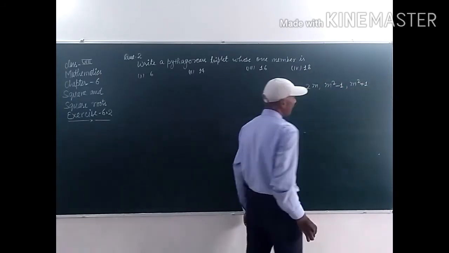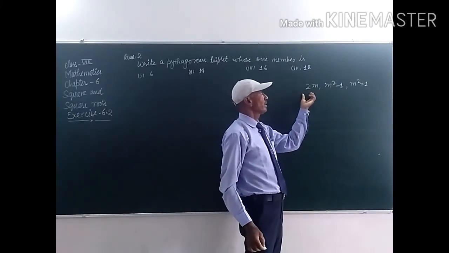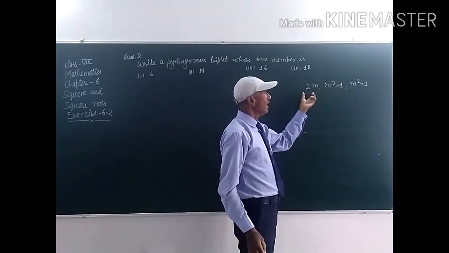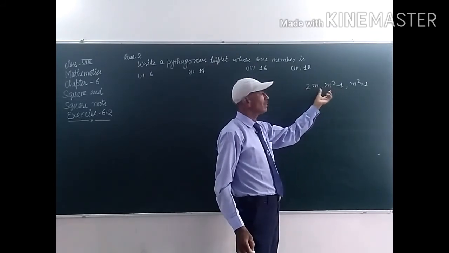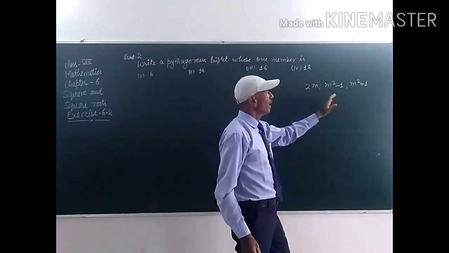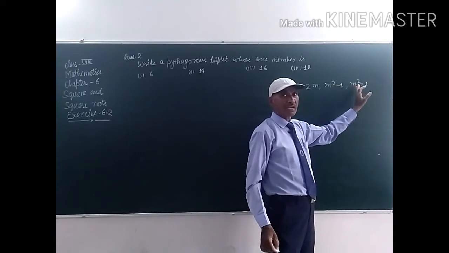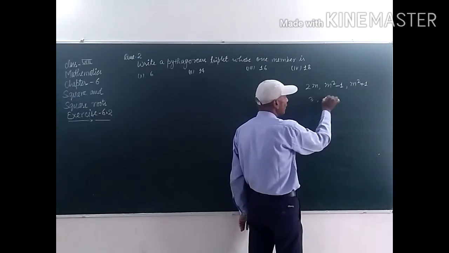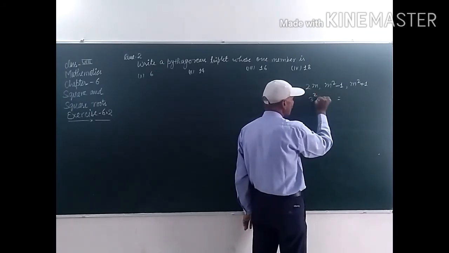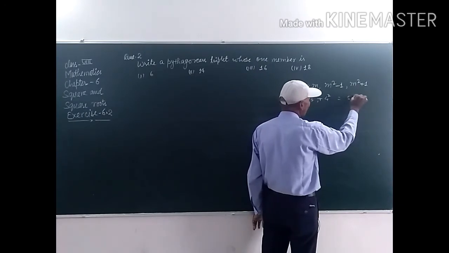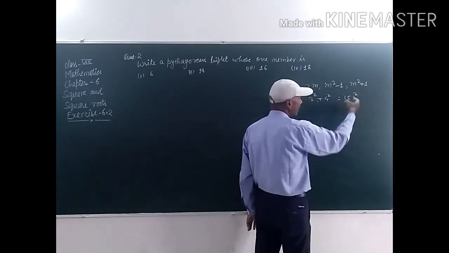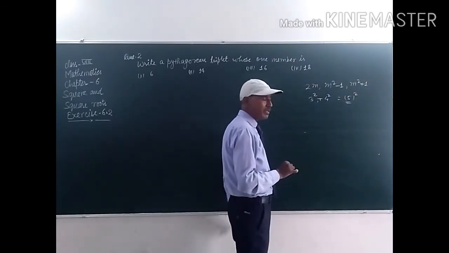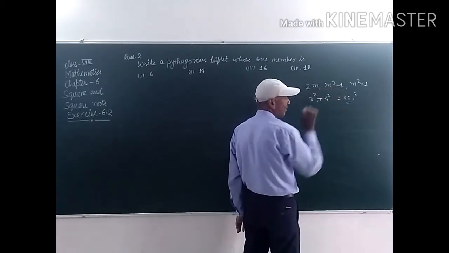Remember, student, in these two numbers 2m and m square minus 1, we cannot find which one is the smallest and which one is the greatest, but m square plus 1 is always the greatest number. Clear, student? Suppose in the triplet there is 3, 4, square of 3 plus square of 4 is equal to square of 5. It means this is the greatest number. So m square plus 1 will always be greater. Clear, student? But in the other two we cannot decide.